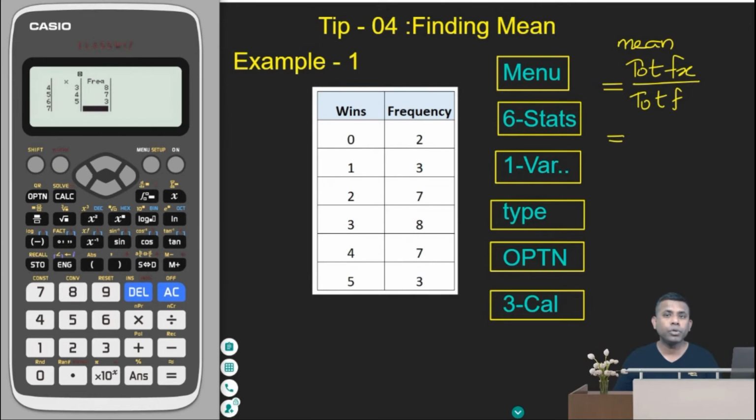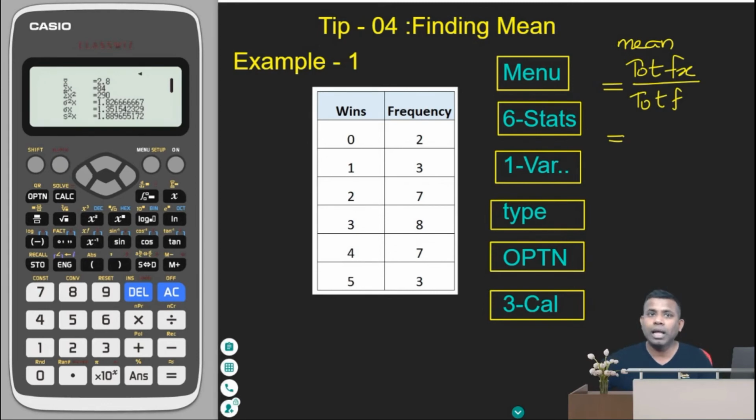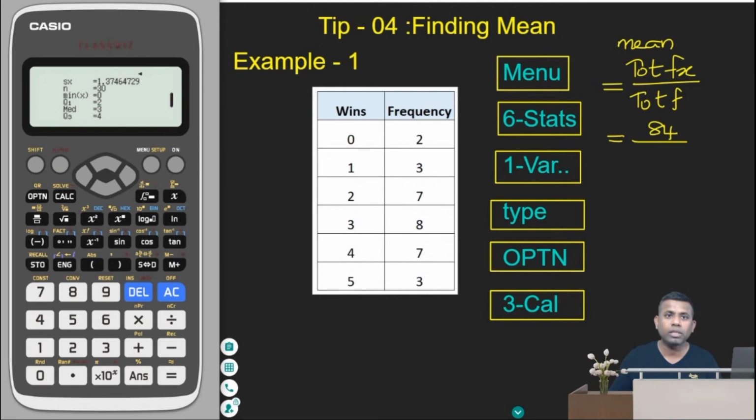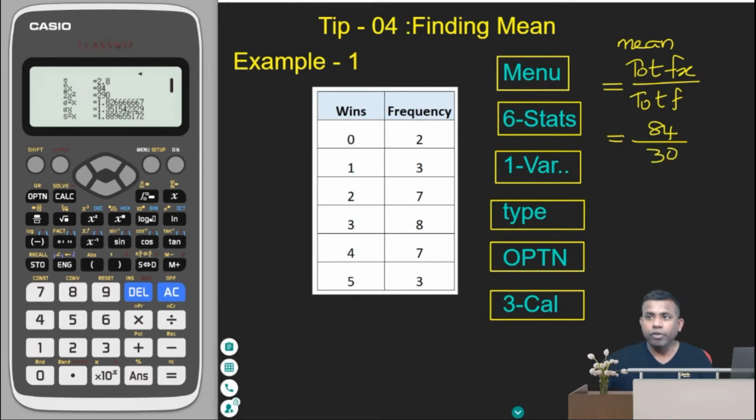Now what we are going to do is press the option button. That gives a different screen, and number 3 is for the variable calculation. If you press number 3, straight away it says sigma x. Sigma x means the total fx, which is 84. And if we go to the next arrow, it says n equals 30. N equals 30 means sigma f is 30. If you divide, you will get 2.8.